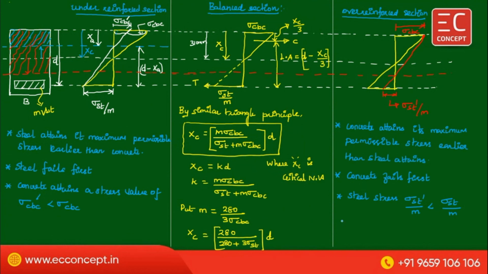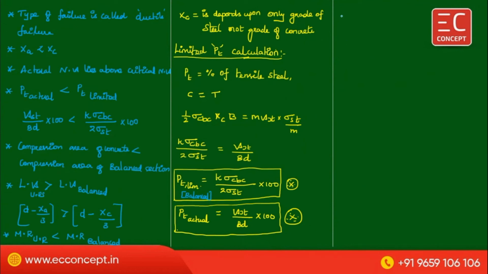Now we are going to see the type of failure. Type of failure is what? Here the type of failure is called brittle, because the concrete fails, right? Because concrete is failing, therefore brittle failure.